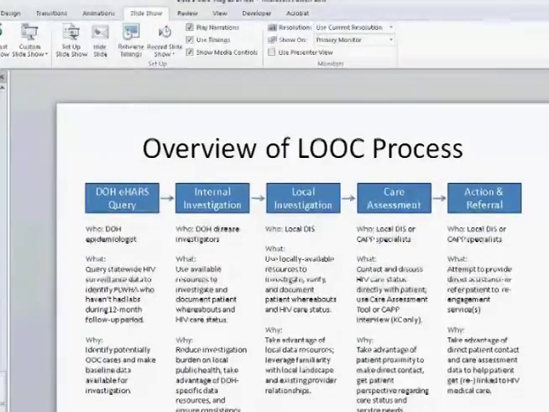I guess there were three players that we really needed to do some prep work with. One was providers, healthcare providers, and that work primarily needed to happen in Seattle, King County, where 50 to 60% of all the cases in Washington are located.